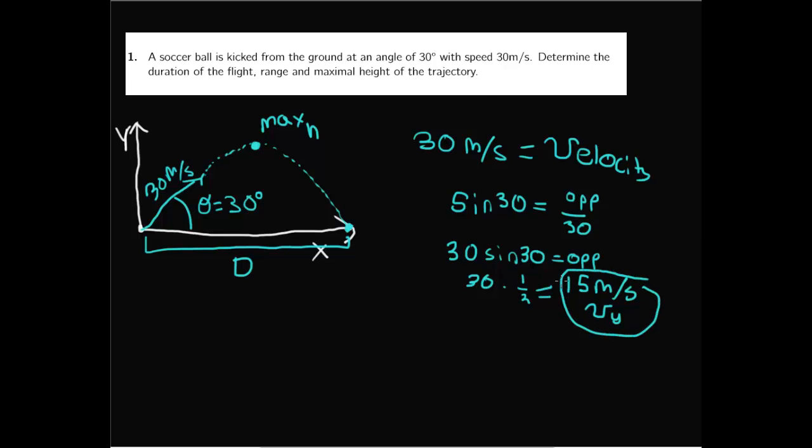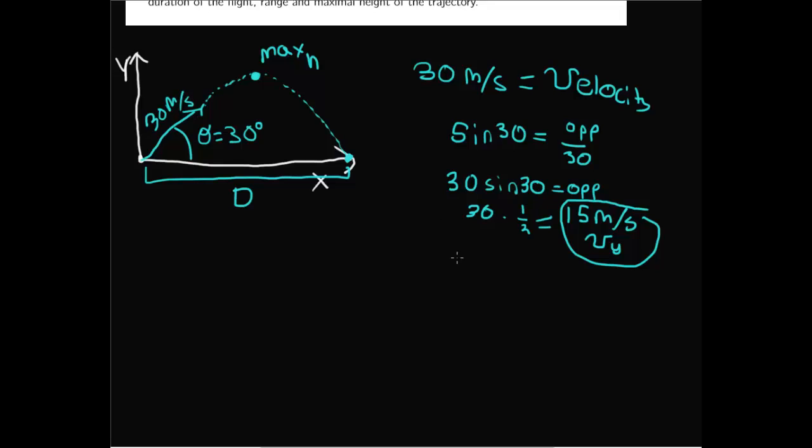Now the same thing with the x component, just that we're going to use cosine as it's the adjacent side. So we'll simplify this to be 30 cosine 30 is equal to adjacent, or the velocity x component, which we know cosine of 30 is square root 3 over 2. So this simplifies to 15 root 3 equals velocity in the x direction.